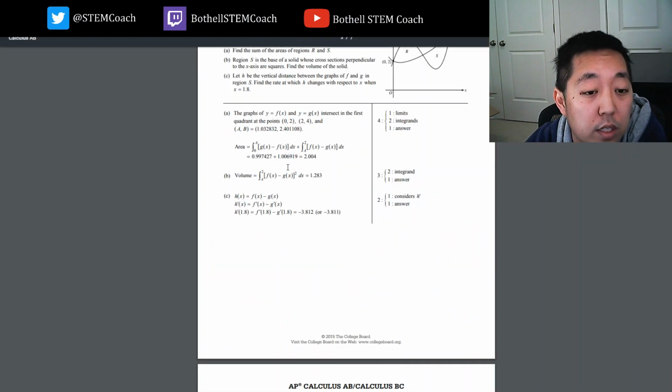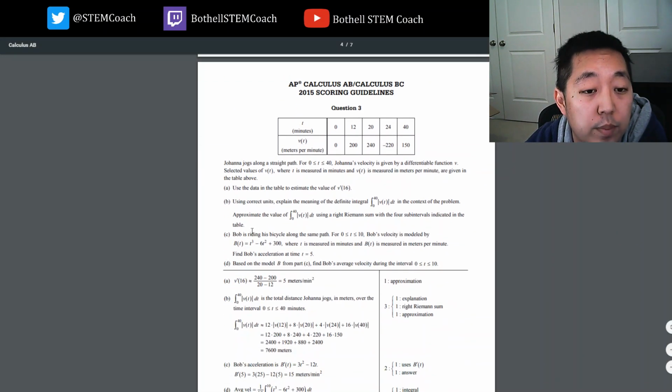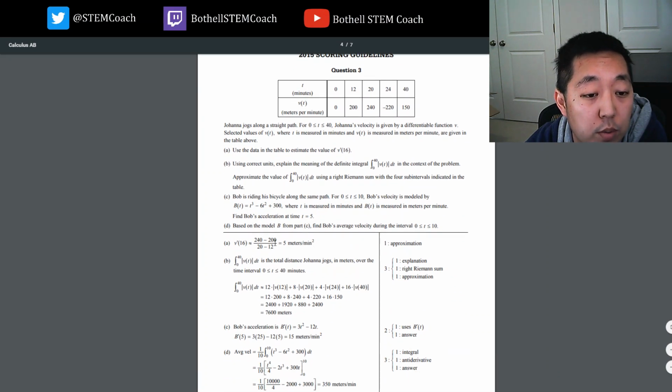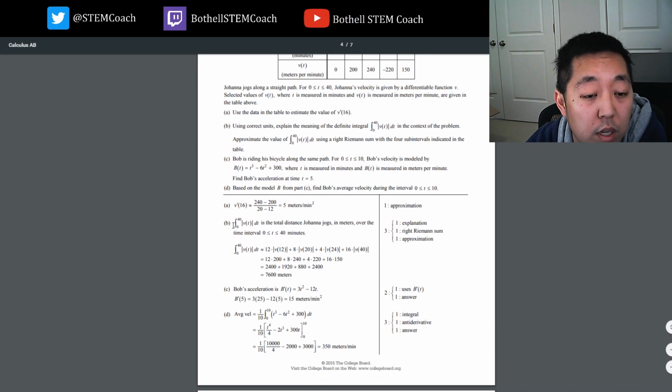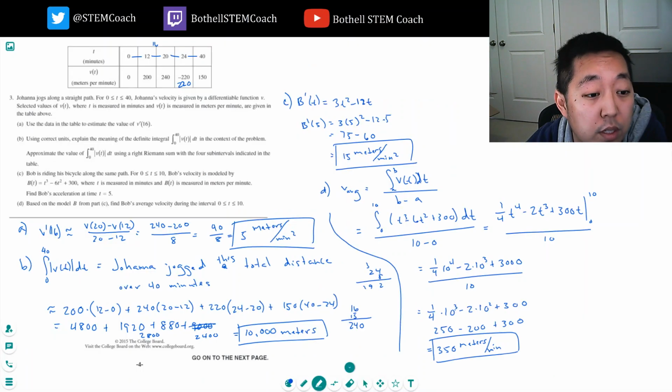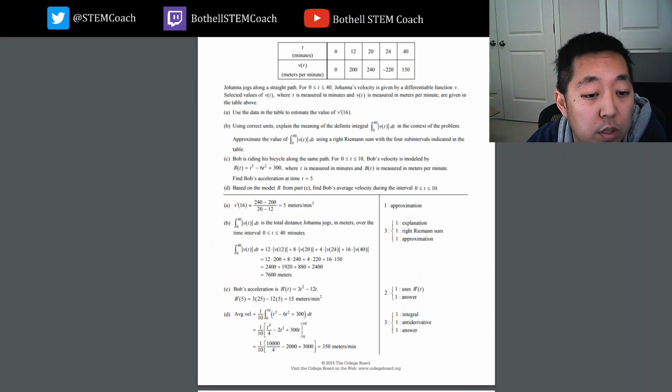Okay, so that's part D. So let's take a look at the scoring guide. Let's see. 5 meters per minute squared. The total distance she jogs over the time interval. Oh. 12 times 200. 240 times 8. 4 times 220.